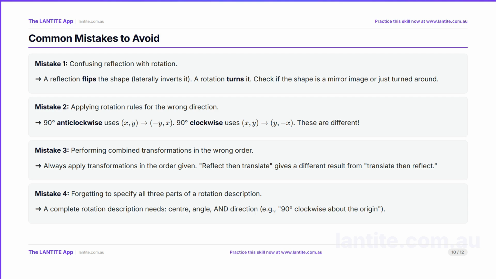Third, when doing combined transformations, always apply them in the order given. Reflecting then translating is different from translating then reflecting. Fourth, when describing a rotation, you must specify all 3 parts: the center of rotation, the angle, and the direction. Missing any one of these means the description is incomplete.